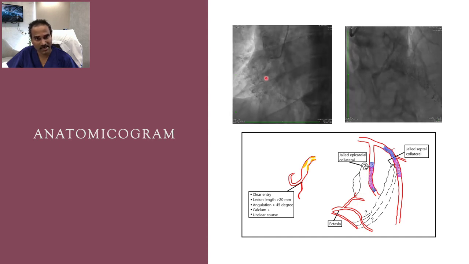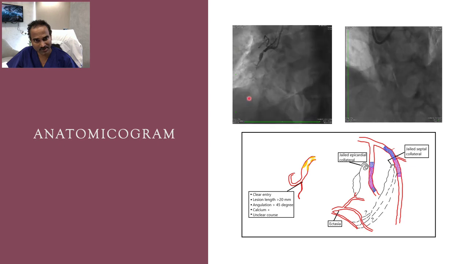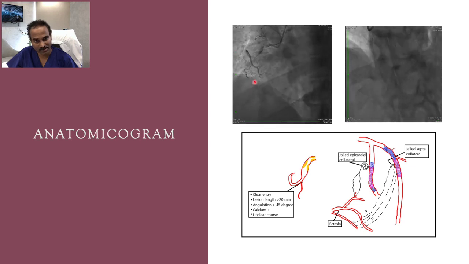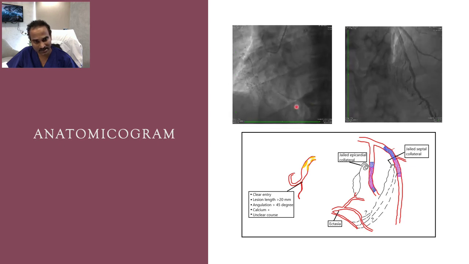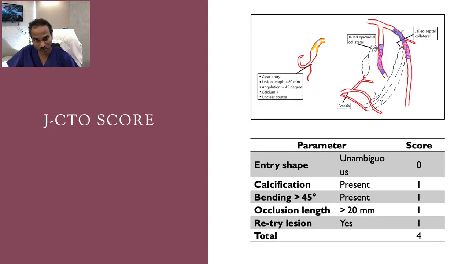And coming to the calcium, there is calcium visible in this area, and it is also an angulated segment, and the course is not clear. So coming to the J-CTO score, you can clearly see there is a clear entry point, and there is calcification, and there is angulation, almost more than 90 degrees, and the length is also more than 20 millimeters, and it's a retry lesion. So a total of 4 is the J-CTO score.